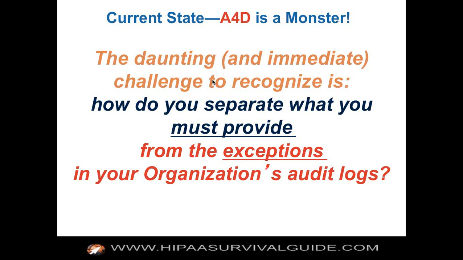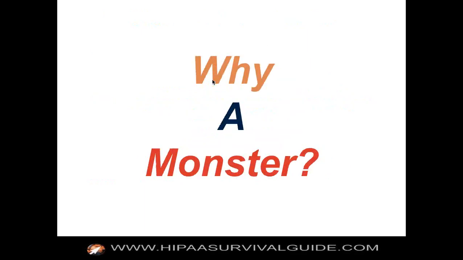Here's the challenge. Here's the thing that's not immediately noticeable, primarily because there's been so few requests industry-wide ever for accounting for disclosures. Almost no organizations have really had to deal with this in any meaningful way. But as soon as you start looking at what the requirements are, the daunting and immediate challenge to recognize is, how do you separate what you must provide from the exceptions in your organization's audit logs? The accounting for disclosures is that. You look at your audit logs and your information systems, and you provide information regarding the disclosure. So how do you sort through that mess and say, okay, this one is good, this one is an exception, et cetera? It turns out it's just a manual process, for the reasons that we're going to discuss.